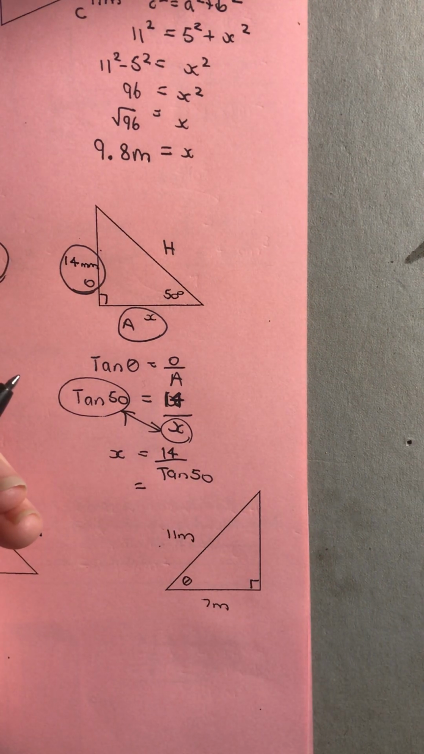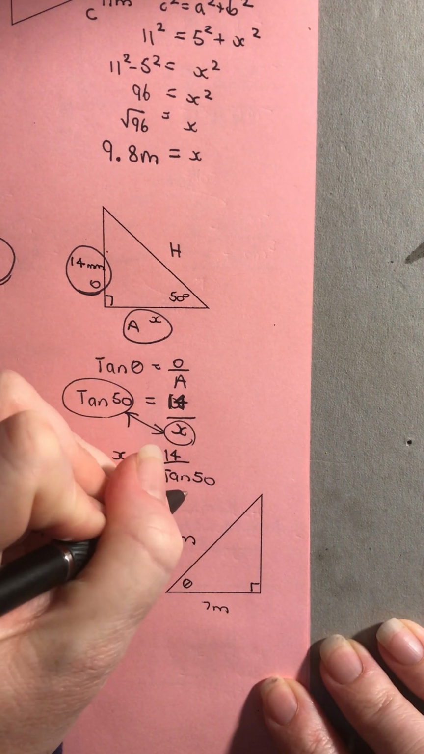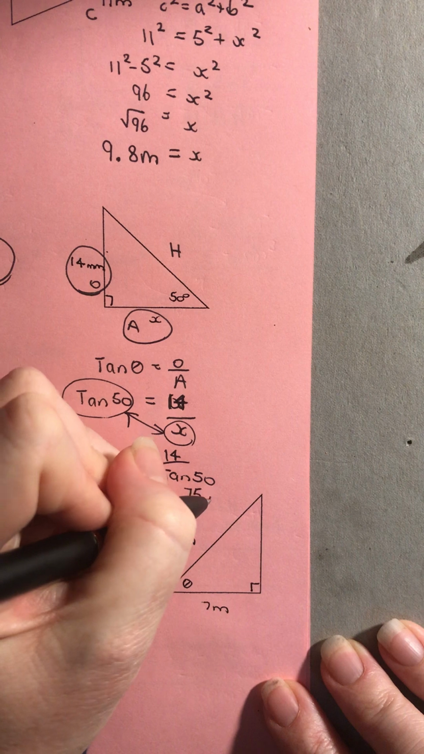Then I'll grab my calculator and do 14 divided by tan 50. And I get 11.75, and that will be millimetres.